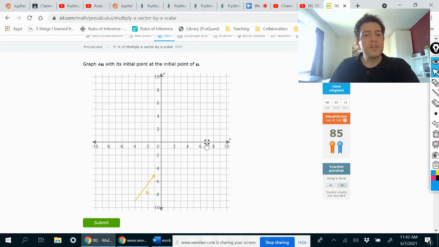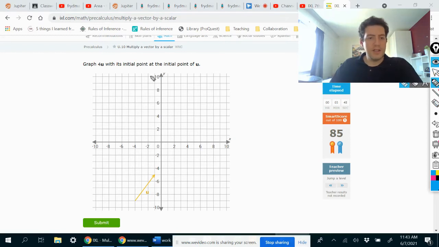Graph 4u with its initial point at the initial point of u. Okay, so here's u. The initial point of u is over here. That's where u begins. 4u would be 4 times longer. And remember, it doesn't matter where you put a vector. We could put it over here or over here, and as long as the magnitude and the direction are the same, then it would still be the same vector.